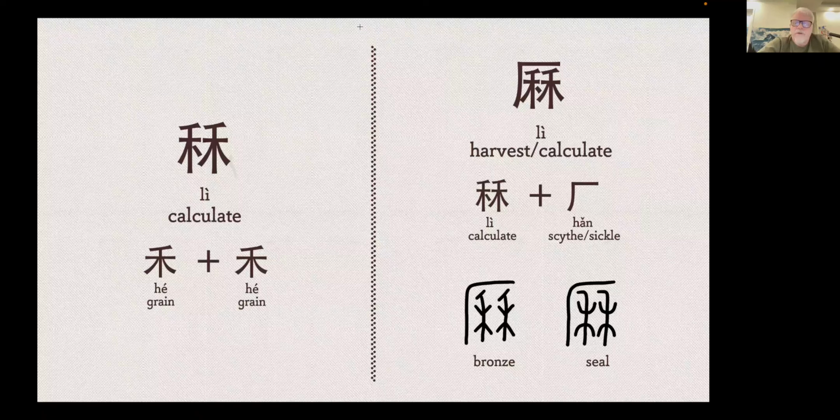So we have this new character, and it was important. You worked all year to plant the crops, and at the end of the year, when the crops were just right, you harvested them. You see here the two he, which make the character li, but on top you see something that looks like a cliff. It's not a cliff, it's a scythe. You use the scythe to cut the grain and harvest the grain. So it means harvest. It also means to calculate.